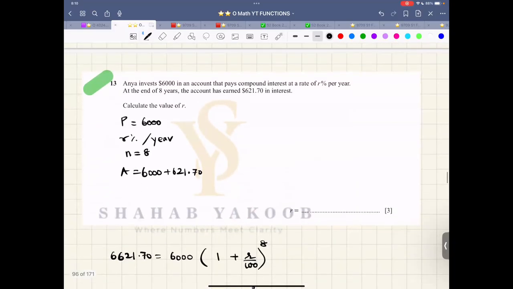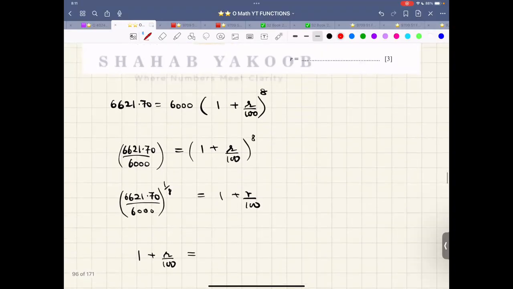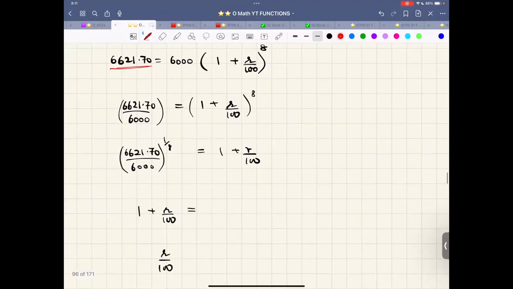Now, let's look at this. Anya invests $6,000 in an account that pays compound interest at this percentage. At the end of 8 years, the account has earned 621.70 in interest. So just take care of that. This is interest only. Therefore, the value of investment is how much? That should be 6,000 plus 621.70, so that is 6621.70.